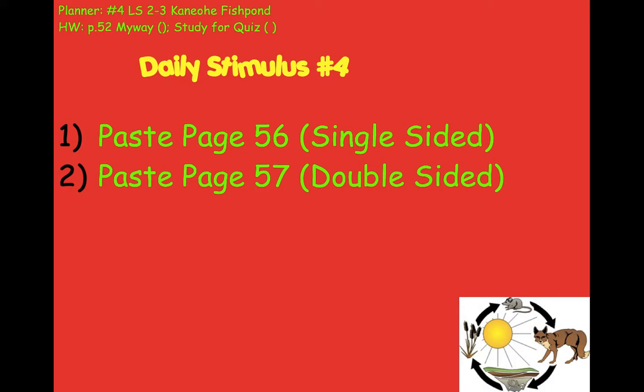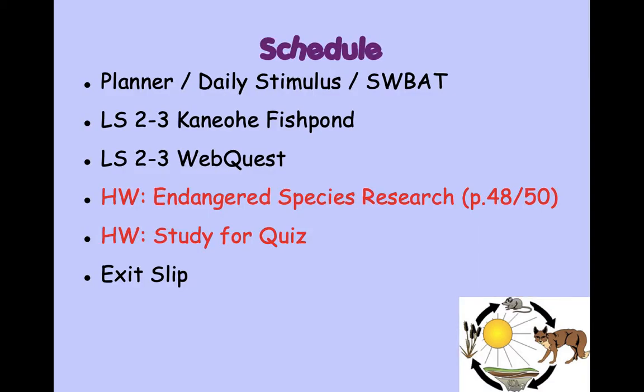Today's lesson is on LS2-3, the Kaneohe Fishpond PowerPoint. The next 3 days is actually going to be using this PowerPoint. Page 56 is pretty important, or you actually get that through the Google Classroom, so you should be able to access that there. So we're going to be talking about the Kaneohe Fishpond, and it's a great example of how food webs work, especially here in Hawaii.